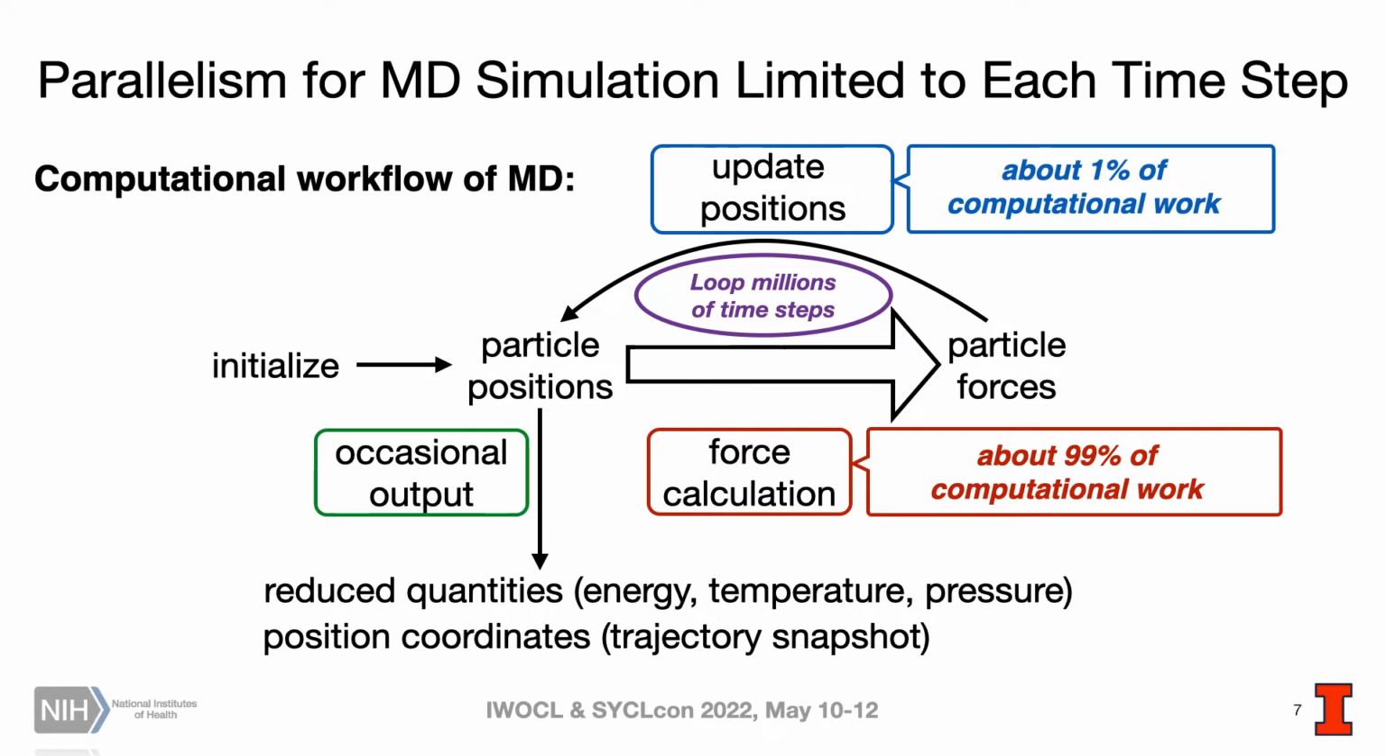Occasionally, we will output reduced quantities used to monitor the state of the simulation, and sometimes position coordinates to record a snapshot of the trajectory. These movies I have shown are taken directly from the trajectory output of simulations. Within this time step loop, the force calculation requires the majority of computational effort and can be as much as 99% of the overall computational work, with the rest being the positions update.